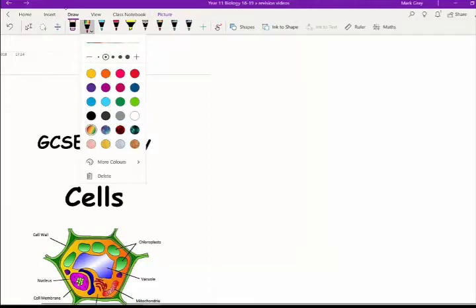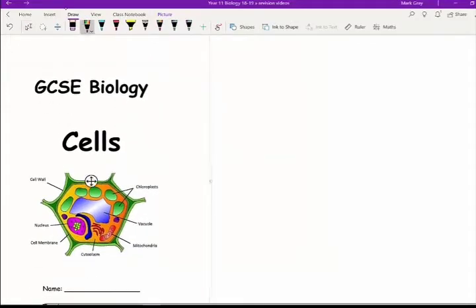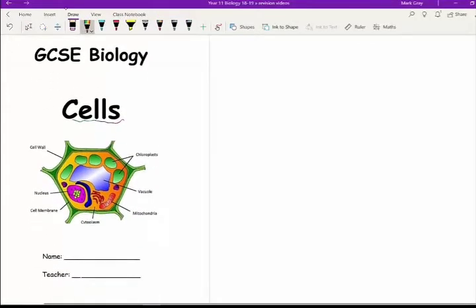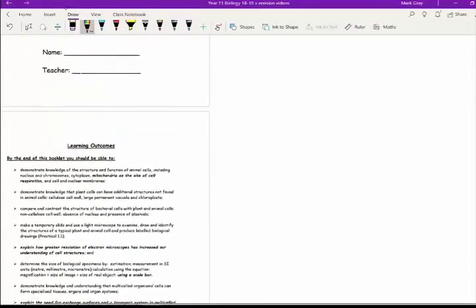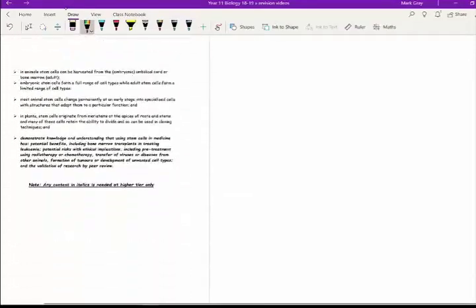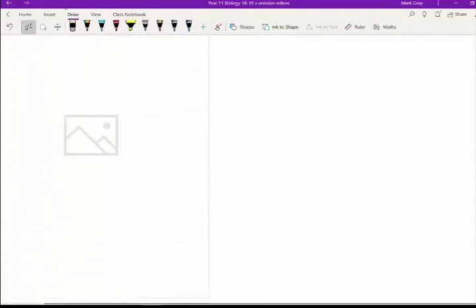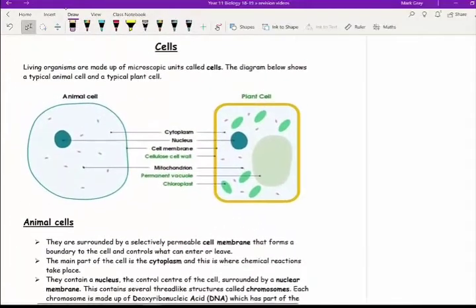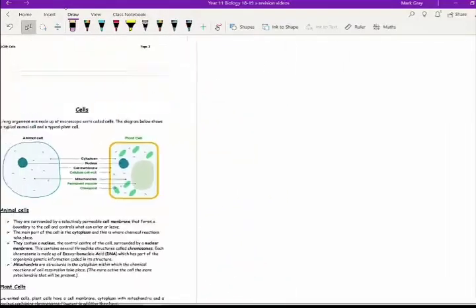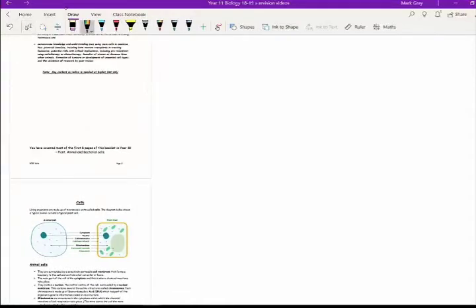So, in this little booklet, we're going to have a look at cells. So, let's get straight into this. The first little bit that you need to know is all about the structure of animal and plant cells. So, let's start off with an animal cell.